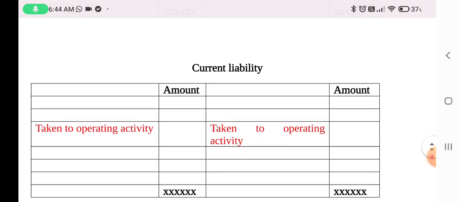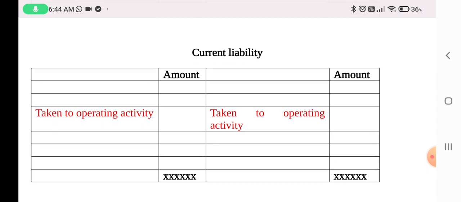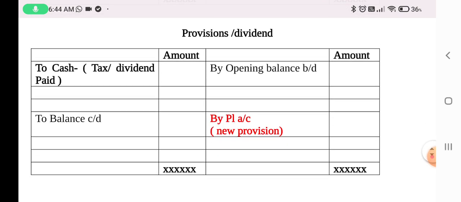Then current liability. Already I told you that current assets and current liabilities are directly adjusted in the operating activities. Any changes in current liability should be adjusted in the operating activities. That's why it is not given here. And then provision and dividend. For the provision and the dividend, only two transactions take place during the year. It starts with the opening balance, then the new provision for the current year is added, and sometimes it should be paid, dividend may be paid, tax may be paid.